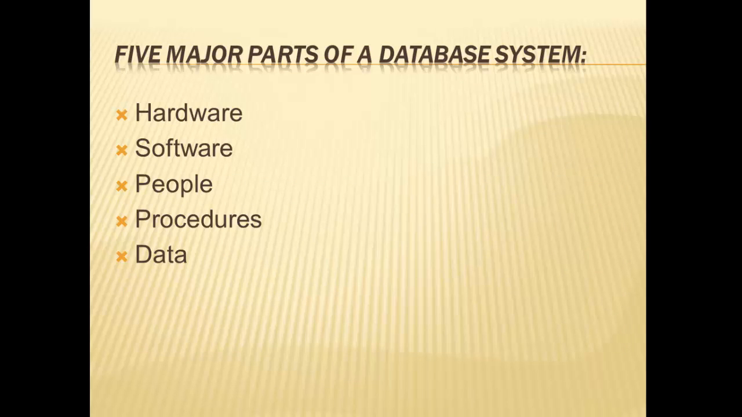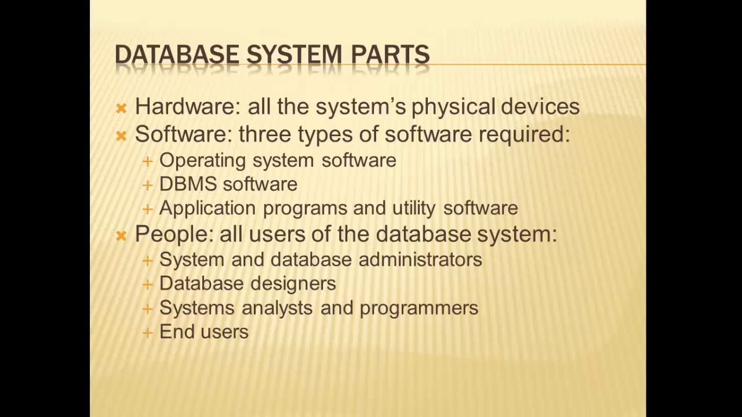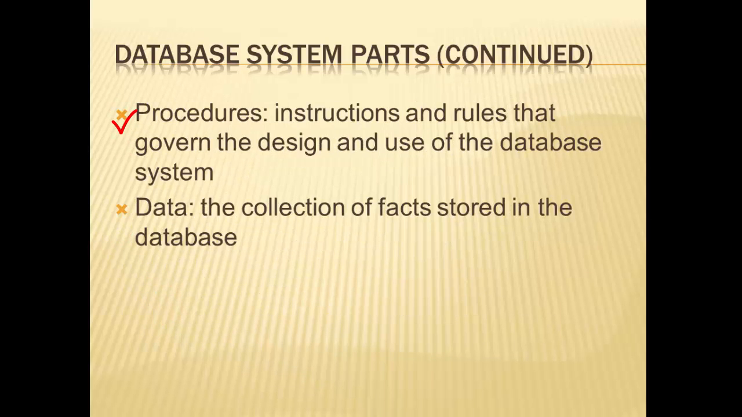There are 5 major parts to a database system. Hardware is all the system's physical devices, all the computers that are used with the database system. Software is the operating system software, the DBMS software, and application programs and utility programs. The people who use the system are all of the users of the database: the programmers, the users, the administrators, and the designers. Procedures are the instructions and rules for the design and use of the database. Data is the collection of facts that are stored in the database.